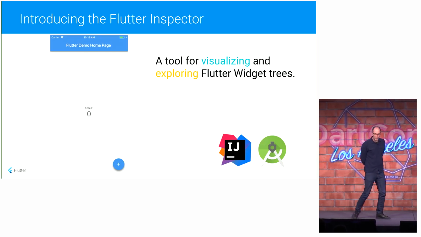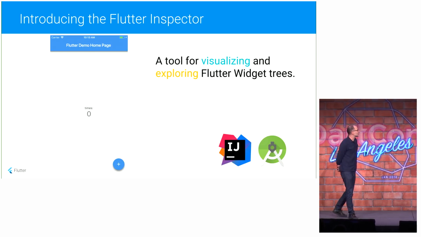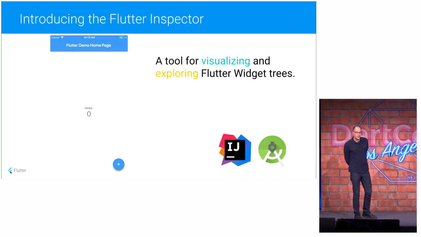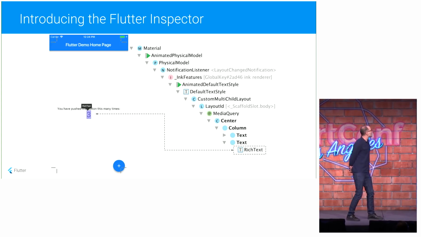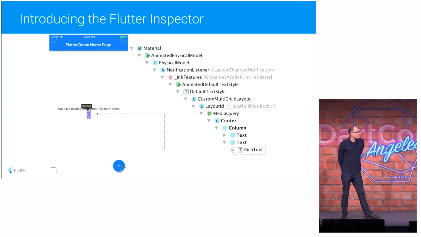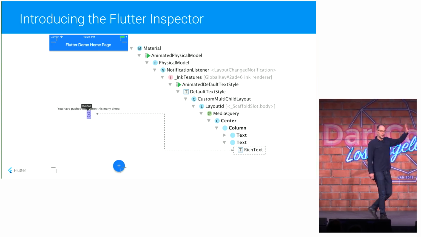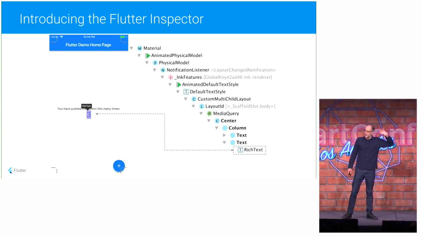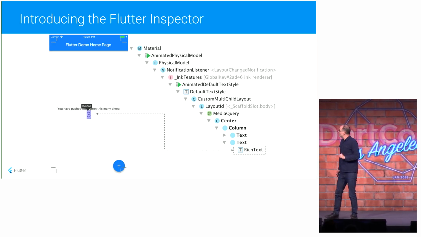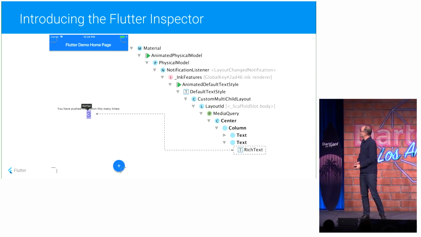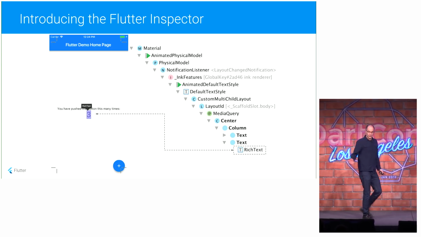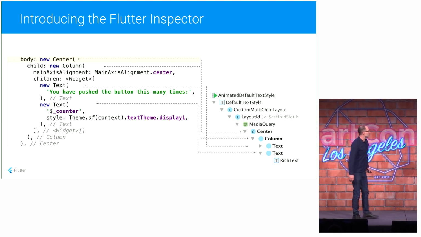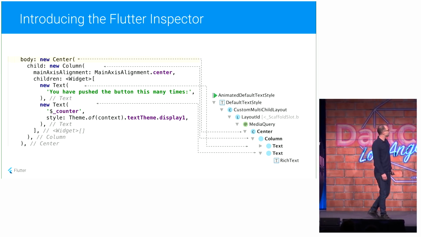So that brings us to what we made. The Flutter Inspector is a tool for visualizing Flutter widget trees. The basic idea is that it helps manage a bidirectional mapping between an active Flutter UI and a visualization of the widget tree that corresponds with it, and also, notably, the render tree, which we'll talk about in great detail.